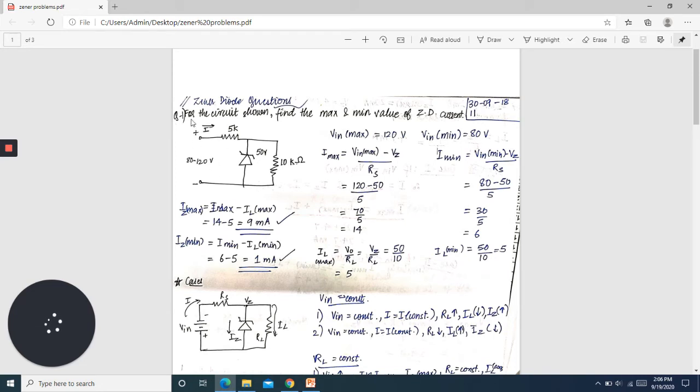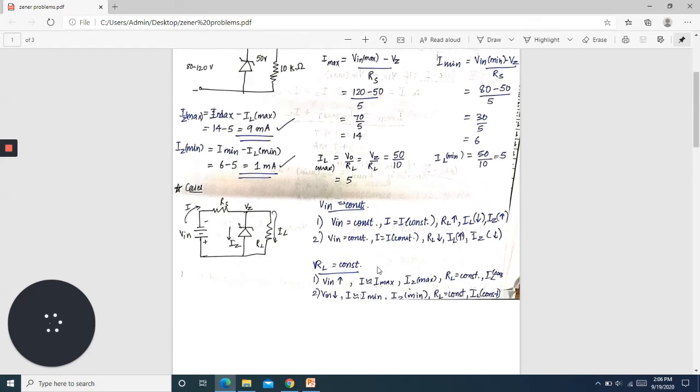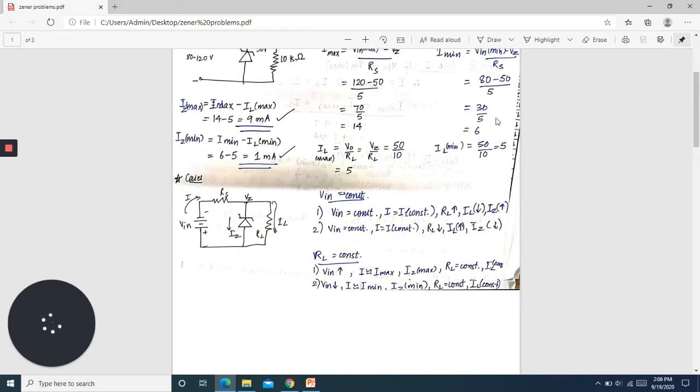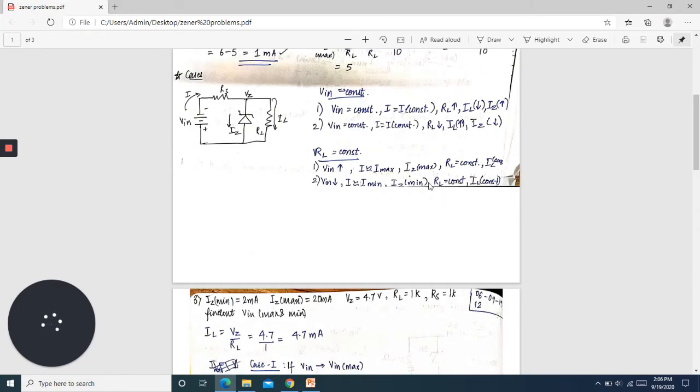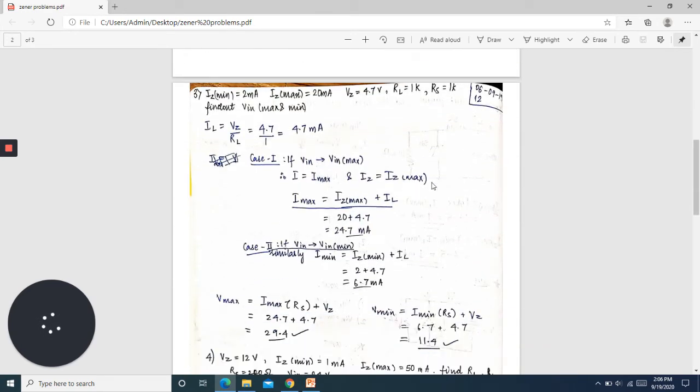Similarly, for I minimum, what is the load current IL? It is 5. So the minimum current is how much? 6. So 6 minus 5 will be equal to 1. So there will be 1 milliampere of current that will flow through the Zener. This was the first case. We found all the values just by looking at the circuit itself. This is what we discussed in our previous session, what the current and voltage abbreviations are for different cases.